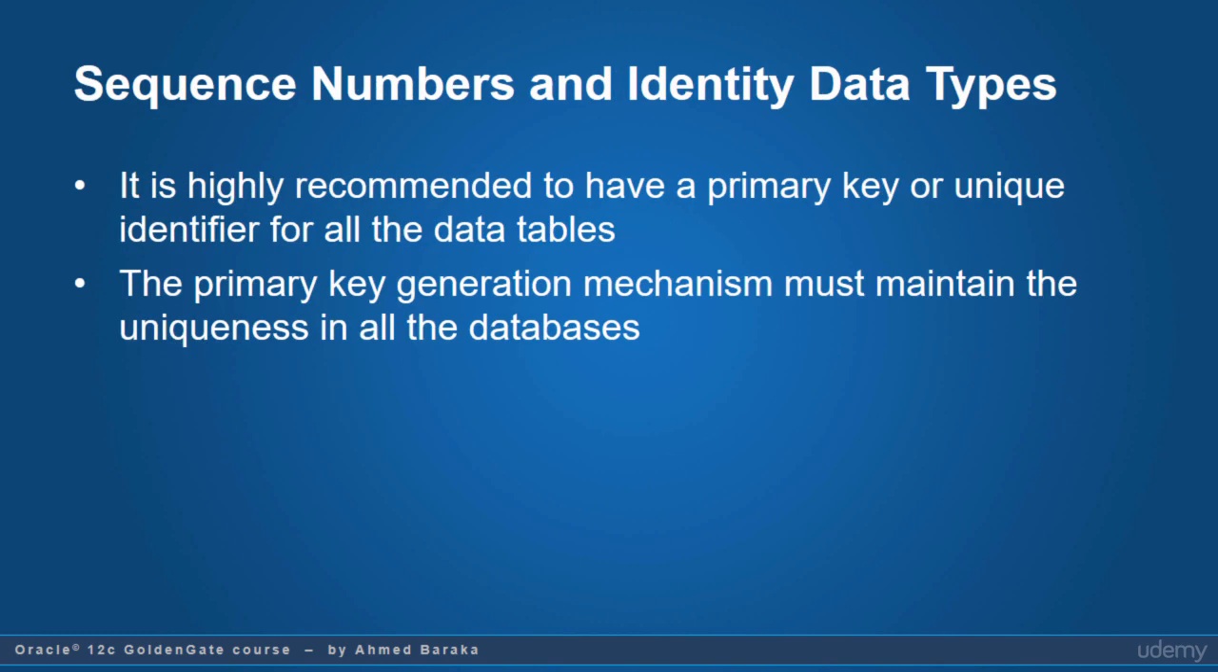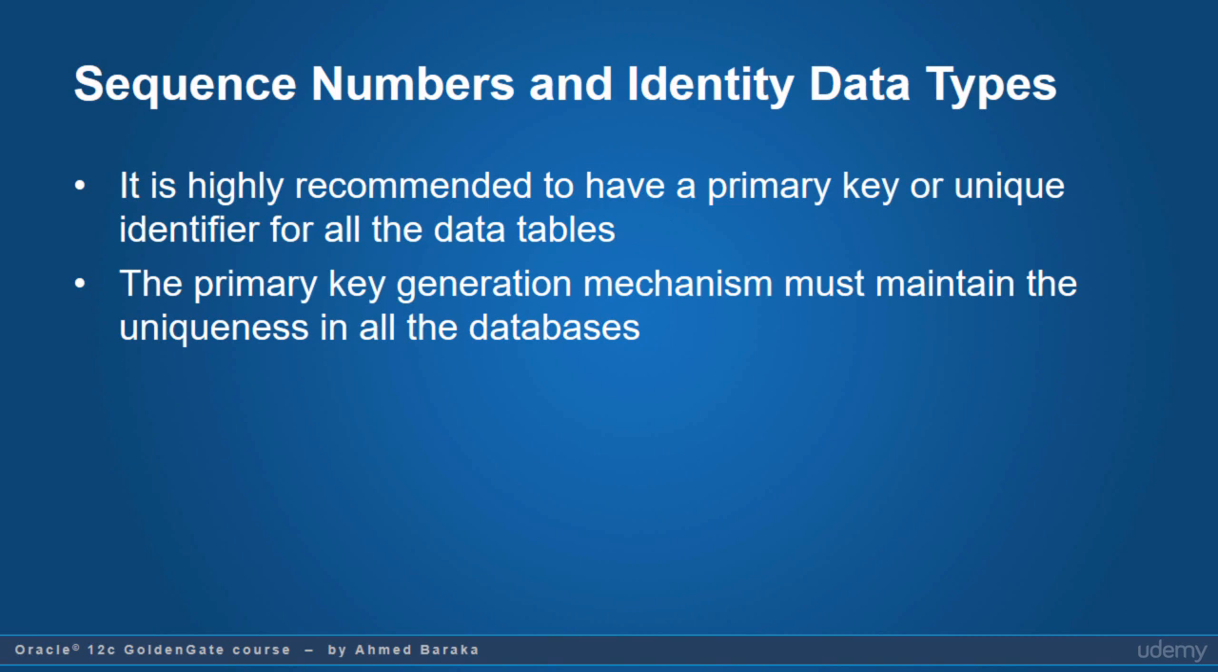As is the case with the unidirectional configuration, it is highly recommended to have primary key constraints or unique constraints on all the data tables in the databases. If you don't do that, GoldenGate will use the data in all the columns to distinguish the records. Of course, this will degrade the performance.